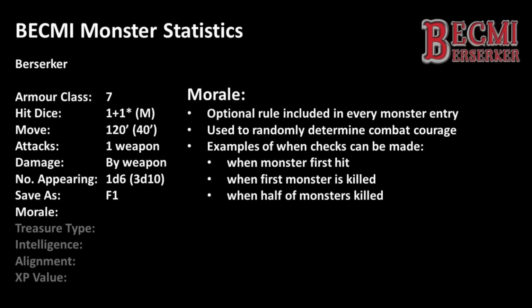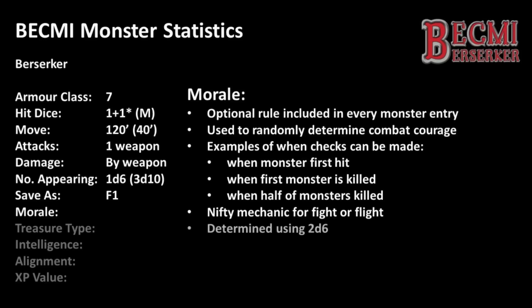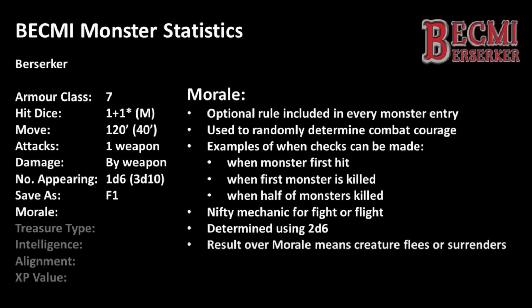Numerous examples are given in the rules, which include when first being hit, or when the first monster in a group is killed, or when half the monsters in a group have been killed. In short, it's a nifty device to randomly determine whether a monster fights or flees, when a DM can't decide what the monster should do or doesn't want to. To check a monster's morale, 2d6 is rolled. If the result is over a monster's morale score, then it either surrenders or flees. The DM would decide how that plays out, but this mechanic can make for some unexpected results when otherwise every encounter might end up with a fight to the death.